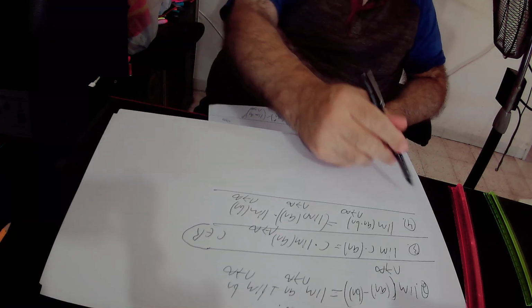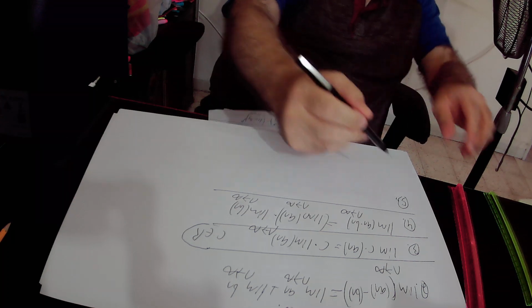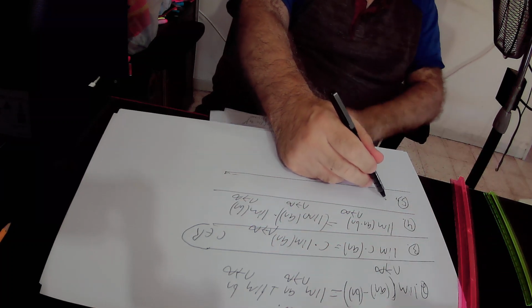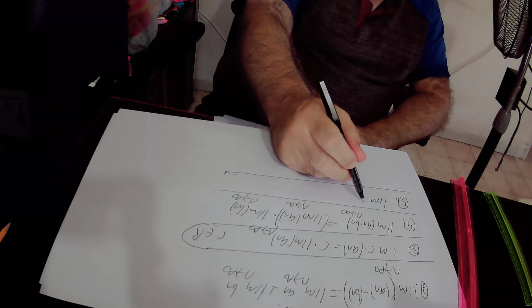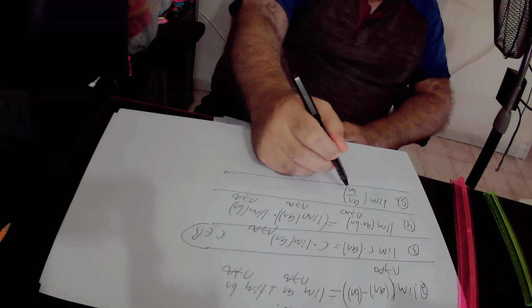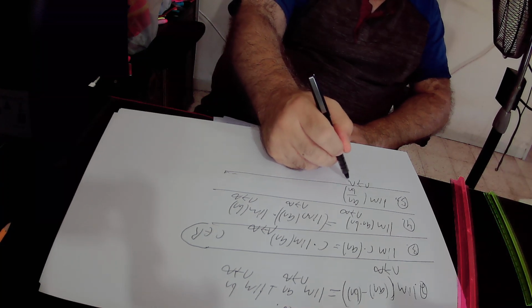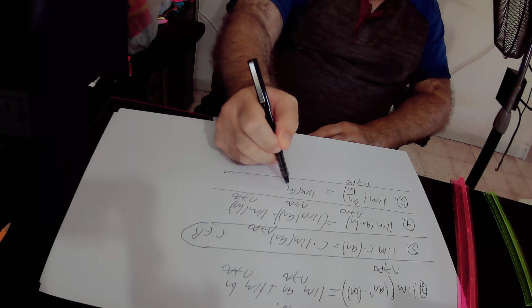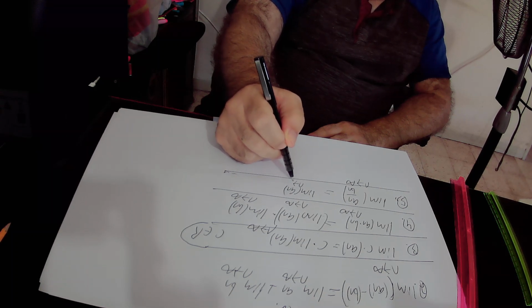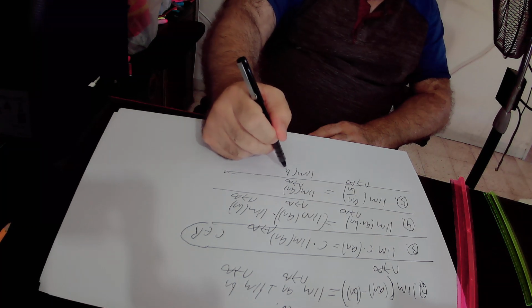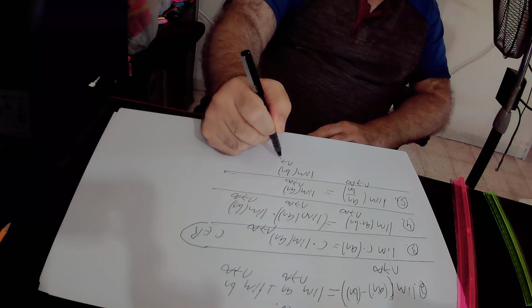And we have also equation number 5 that is true. According to equation number 5, the limit of sequence an over bn when n tends to infinity is equal to the limit of an when n tends to infinity over the limit of sequence bn when n tends to infinity.